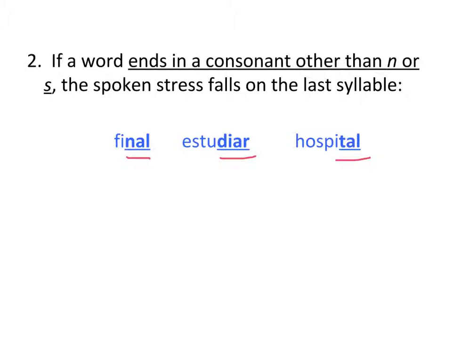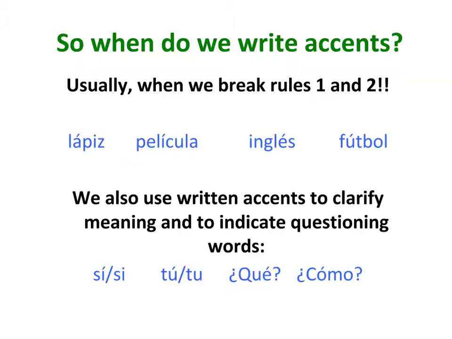We have rule number 1 that addresses words that end in a vowel or N or S, and we have rule number 2 that addresses all the other words. So, when do we write accents? Because if you noticed on the last 2 slides, there were no written accent marks, which is what I promised to help you learn here. Well, we write in accent marks when we break rules 1 and 2. Think about that for a second. We write in accent marks when we break the rules that I just taught you.